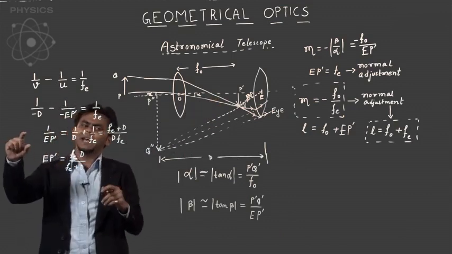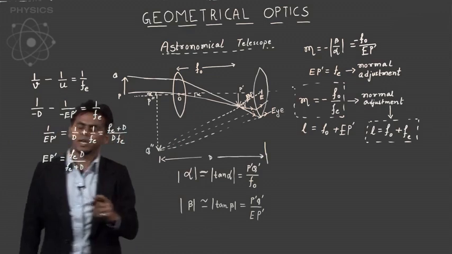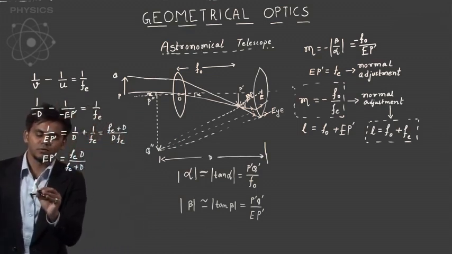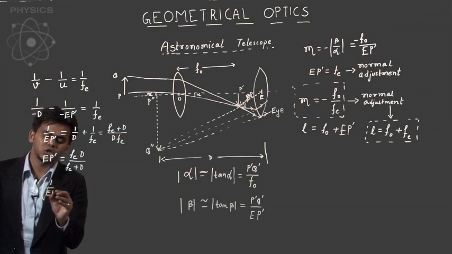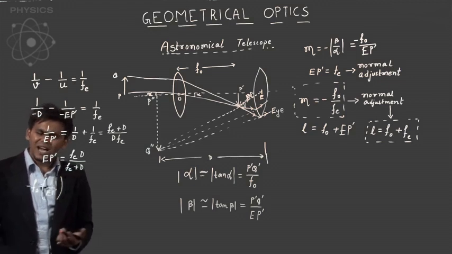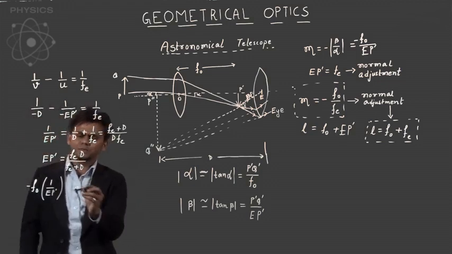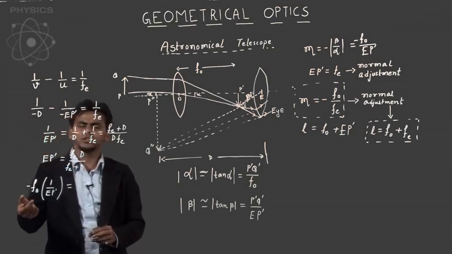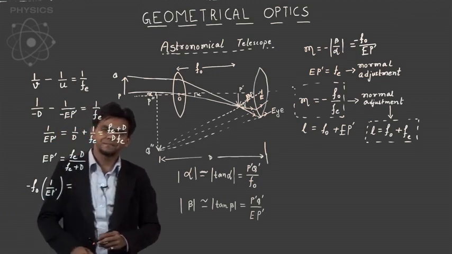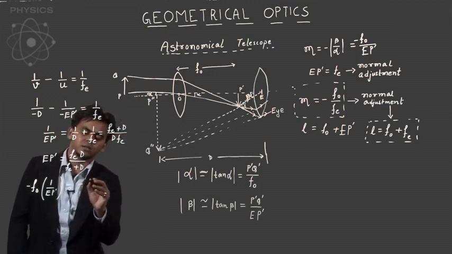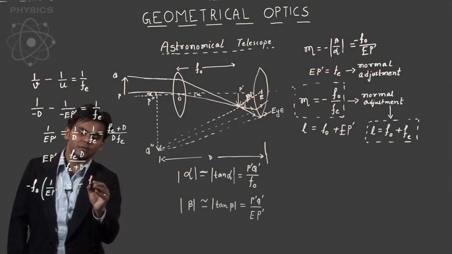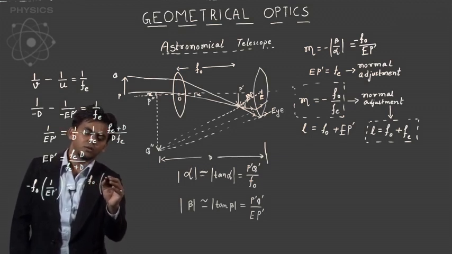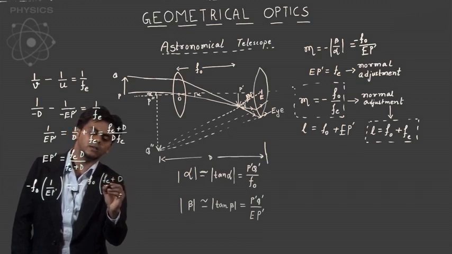So, if I multiply F naught over here, F naught times 1 upon EP dash, it's a negative sign. I'll get the required magnification. That is what I want to do. So first I'll multiply F naught over here, so minus and then minus. So I'll have F naught, FE plus D.